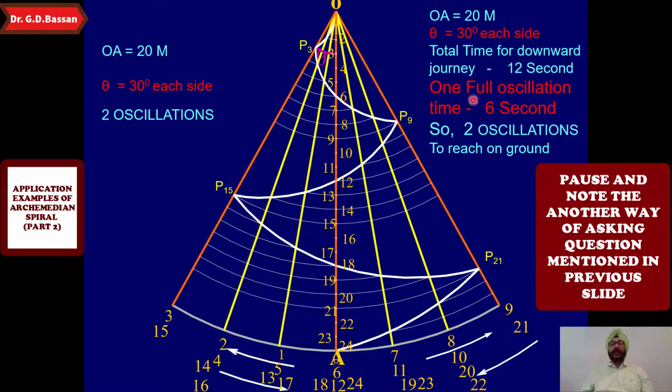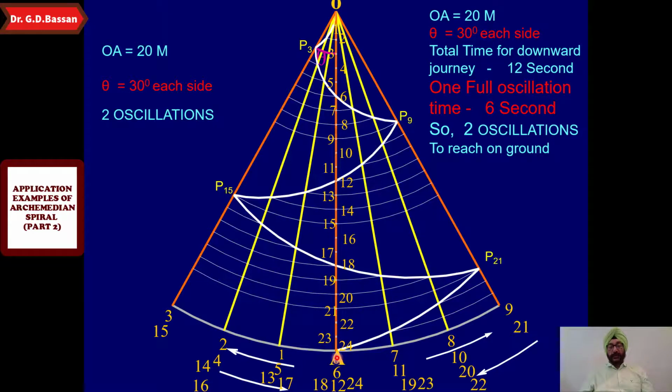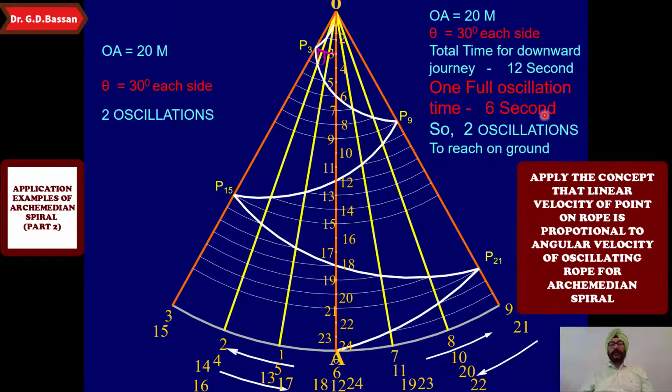Now in another similar example, OA is 20 meter. Theta is 30 degrees on either side, that is, the NCC cadet is moving 30 degrees on either side. Now the total time for the downward journey is 12 seconds. So when it starts from O and reaches point A, the total time taken by the cadet is 12 seconds, and it is given in the example that one full oscillation time is 6 seconds. So when it moves from O to A in 12 seconds, a total of 2 oscillations should be there to reach the ground. The language is different, but the example is the same.